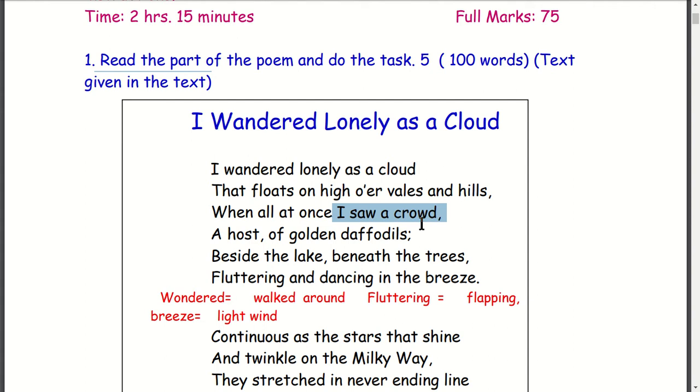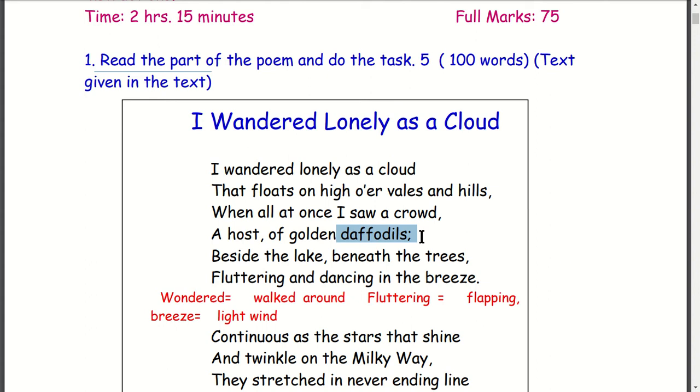Too many crowd, too many golden daffodils. Daffodils are that kind of flower here. The flowers have been described as golden because golden means the most beautiful word. The flowers are yellow in color, but the poet addresses them as golden because they are very, very beautiful. They are the most beautiful.